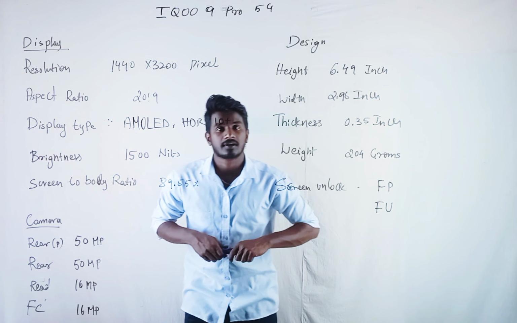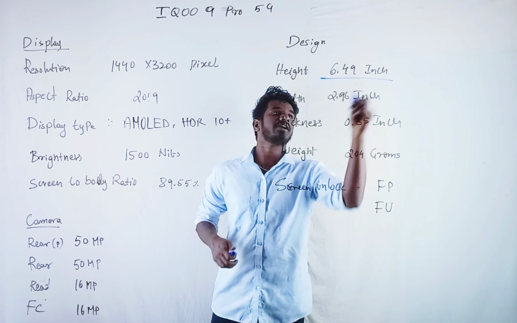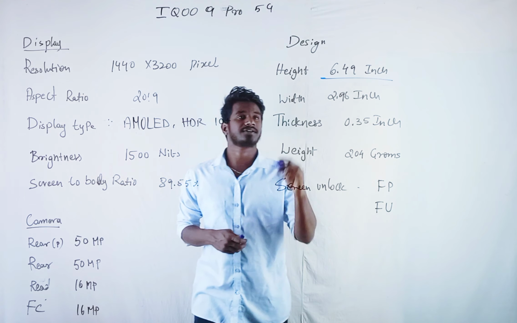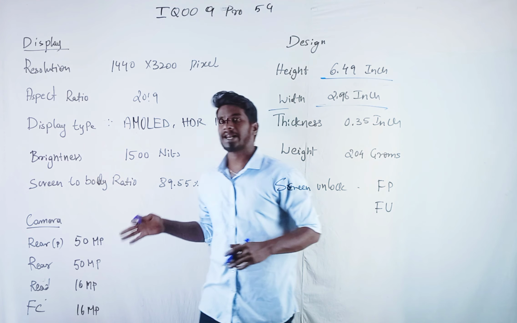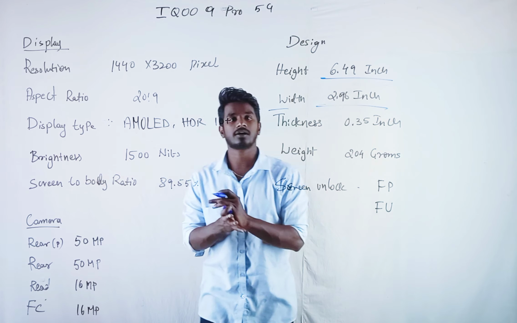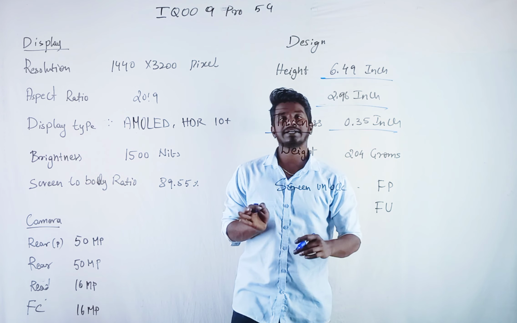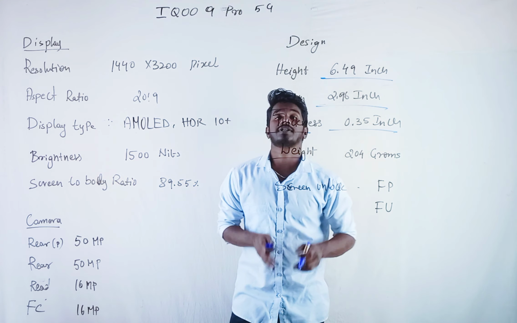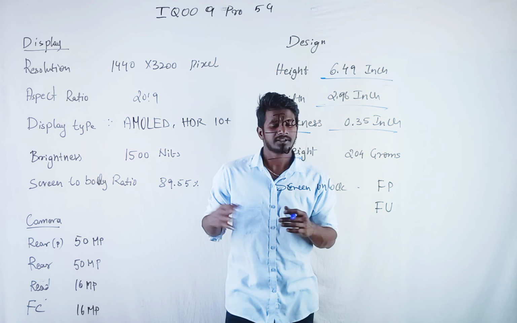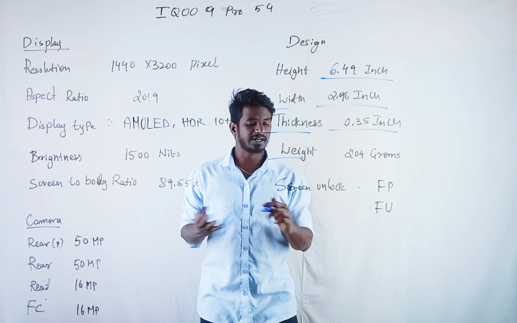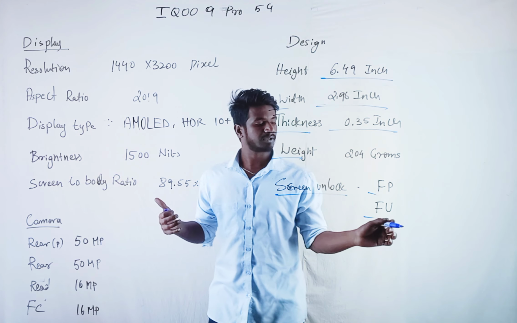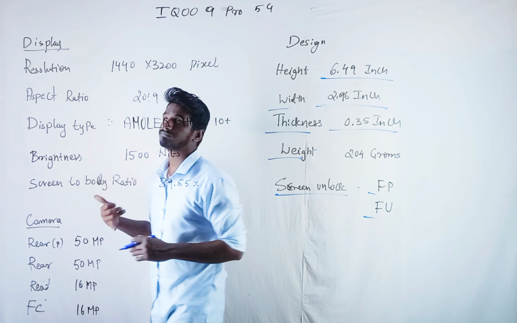The height of the phone is 6.49 inches. It will be a standard height, I can say that. Width is 2.96. Holding this phone will be comfortable, no problem at all. Thickness is 0.35 inch, and the weight of this machine is 204 grams. Slight, you can feel the weight, but that is fine. Screen unlock features are fingerprint and face unlock.